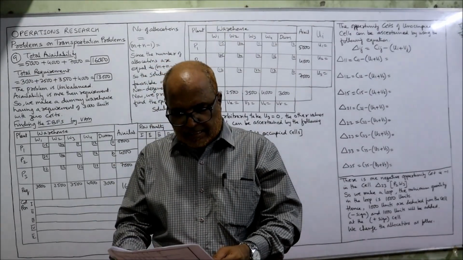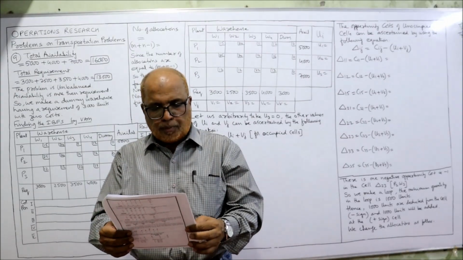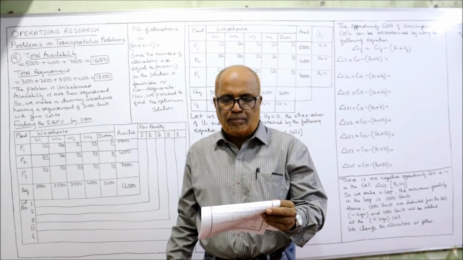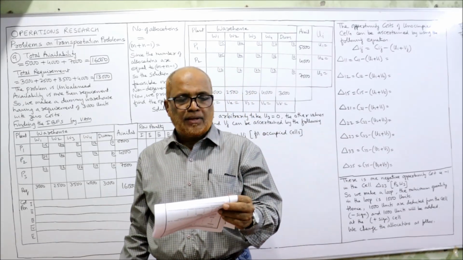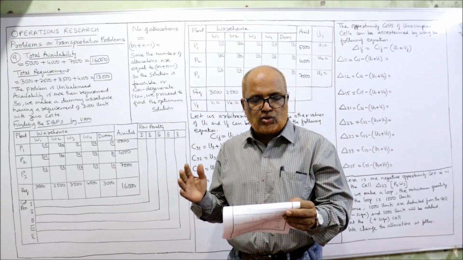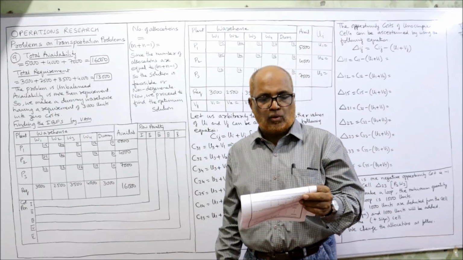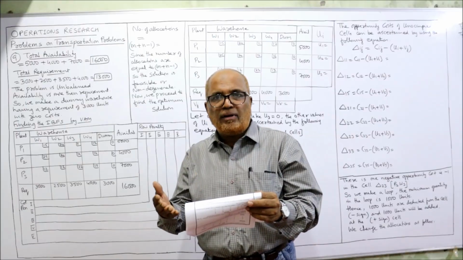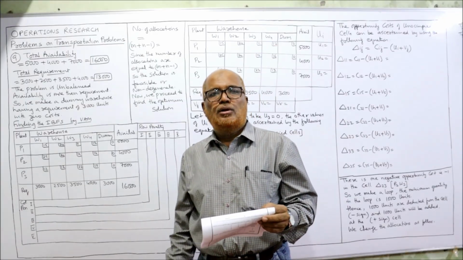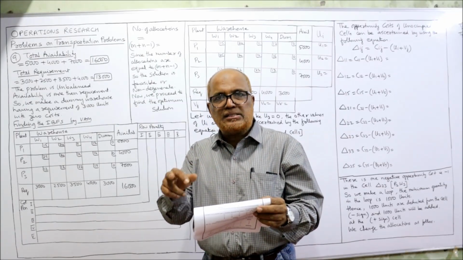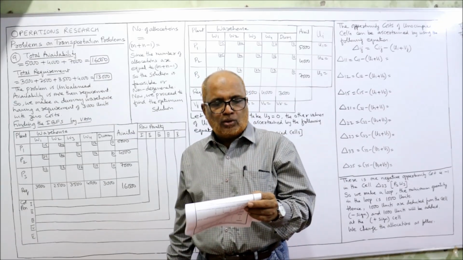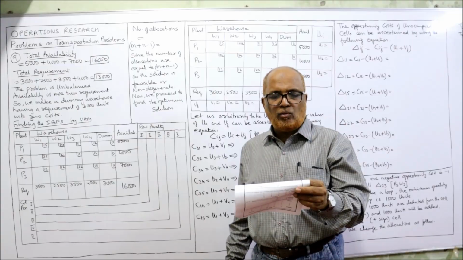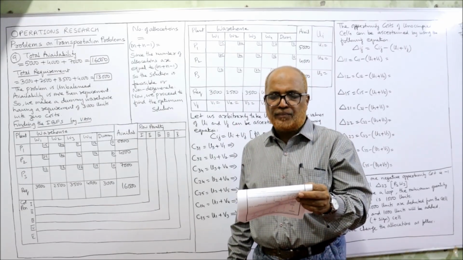Now I am starting the problem. Solve the 9th problem. Solve the following transportation problem whose cost matrix, availability at each plant and requirement at each warehouse are given as follows. The supply is from the plant and the requirement is at the warehouse. The origin is plant, the destination is warehouse. So 3 plants are there, P1, P2, P3, and warehouses are W1, W2, W3, W4.